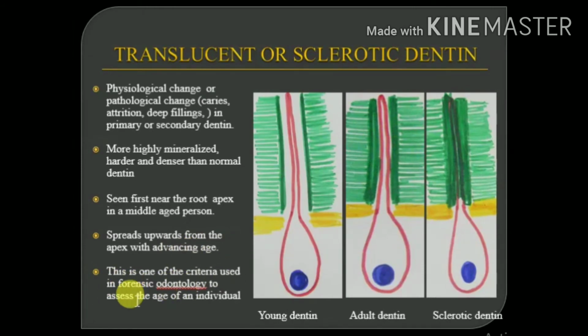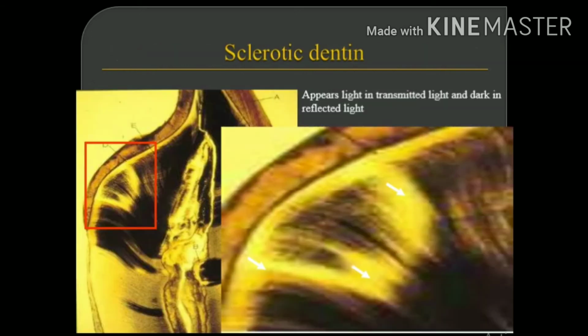And this is one of the criteria used in forensic odontology to assess the age of the individual, because it starts from the apex and then goes upwards. So it can be used in forensic odontology as well. Talking of the sclerotic dentine, it appears light in transmitted light and dark in reflected light, and that is how they confuse it with the dead tracts. So make sure you do this nicely.